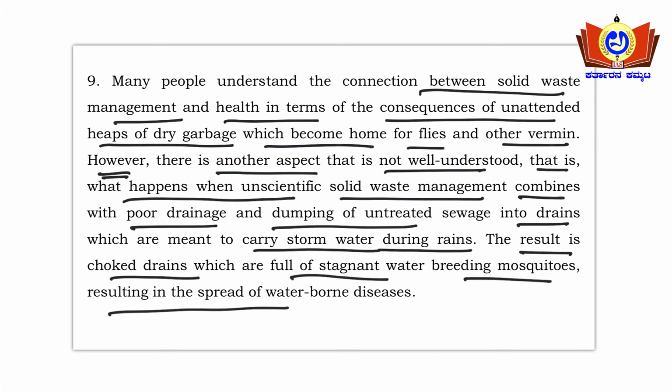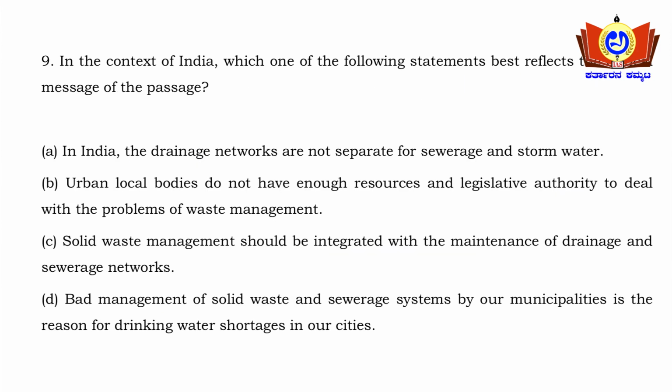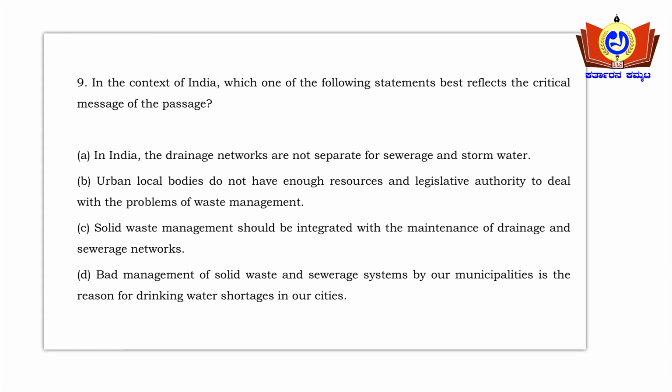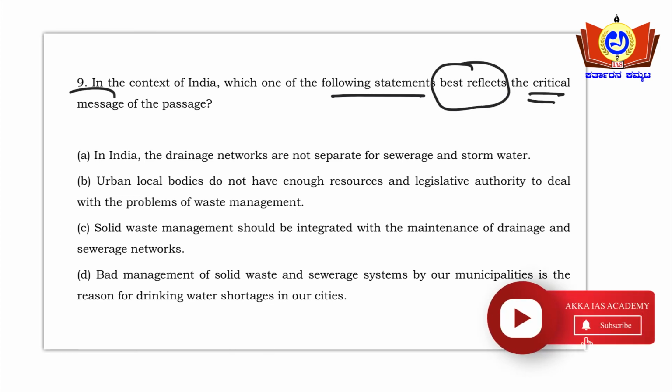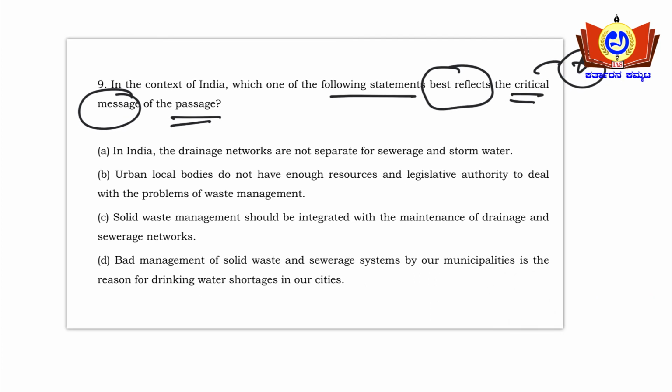Okay, so this is the passage here. So what's the question here? In the context of India, which one of the following statements best reflects the critical message? Okay, this is very important, the critical message of the passage here. Okay, so in India, the drainage networks are not separate for sewerage and stormwater. So this is not the idea of what the passage is telling. Hence, option A can be eliminated here.